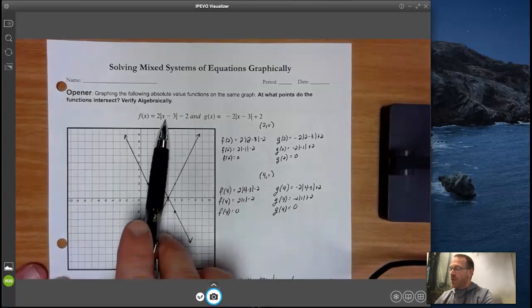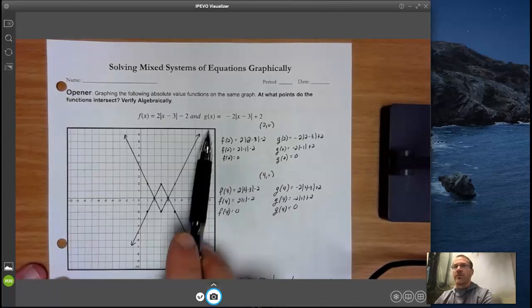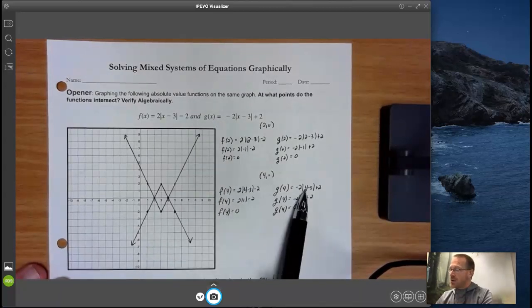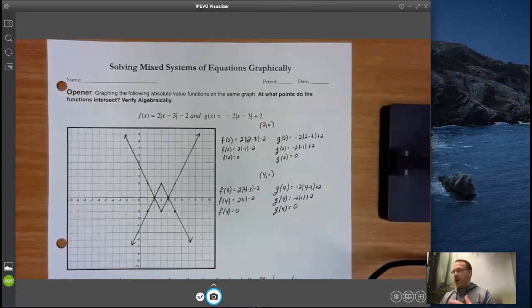I would plug 4 in for x here. You can see my work, and I do in fact get 0. When I plug 4 into g of x, and you can see my work once again, we get 0 again. So what we're doing when we verify algebraically is we're just giving some proof that each point is on both graphs. So this says (4, 0) is on f of x, this says (4, 0) is on g of x, and if it's shared by both graphs, that is a point of intersection. So there you go.